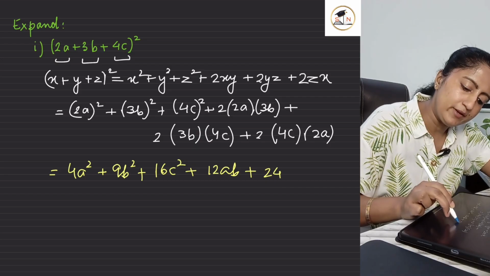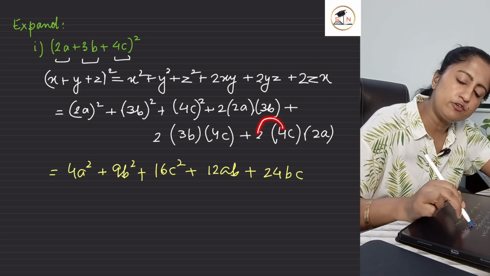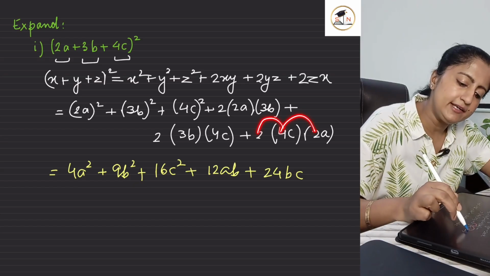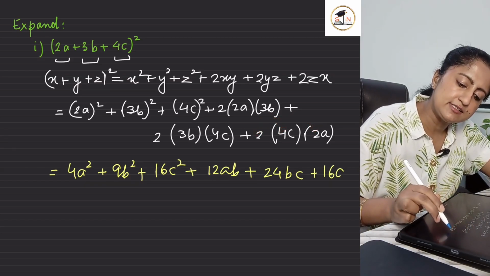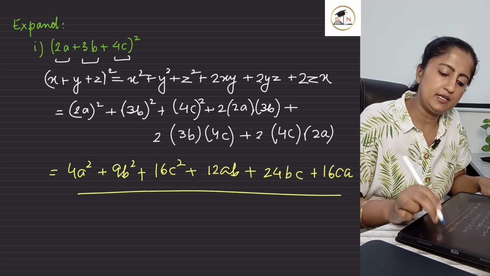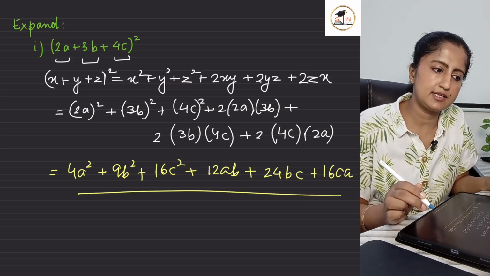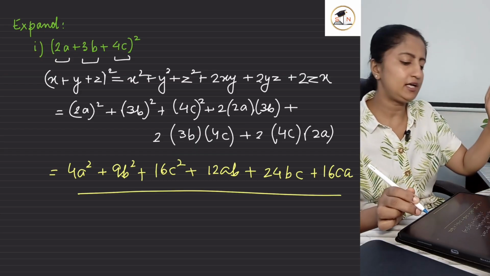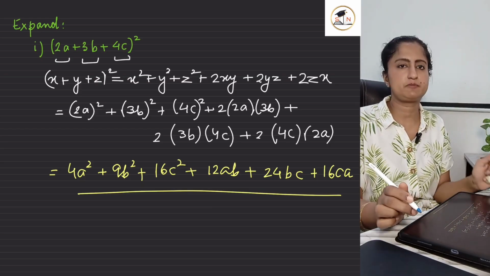So we get 24bc. Now the last product, 2 into 4, 8, 8 into 2 is 16. So we get 16ca. And that is all. We have expanded. We don't have anything further to do in this question. And this is the final. We had all positive terms over here. We had all positive terms in the expansion.